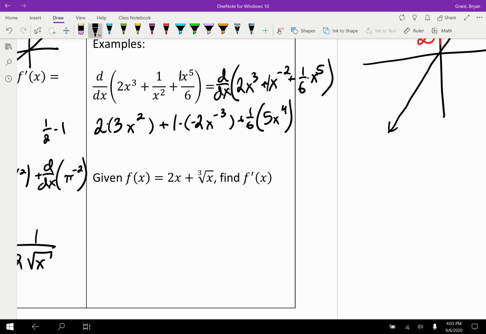Are we done? Sure, you could be done here. However, most people I think would clean this up. 2 times 3 gets us 6. A positive times a negative gets us a negative 2, and we could maybe even rewrite it, bringing down the x to the negative third, so 2 divided by x to the 3. 2 stays up, it has a positive exponent here. And then last but not least, 1/6 times 5, 5/6 x to the fourth. And that looks pretty good.